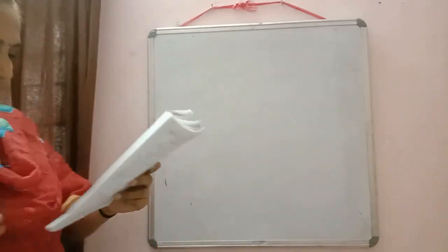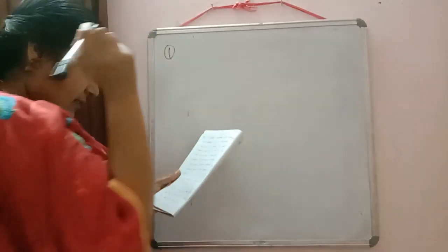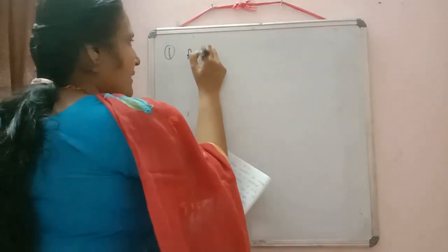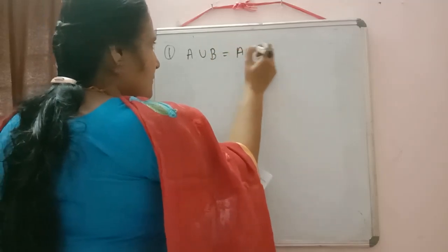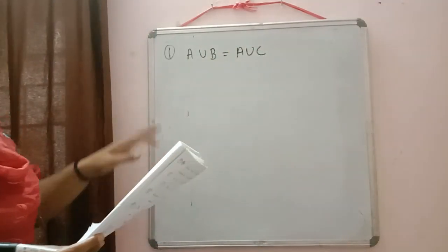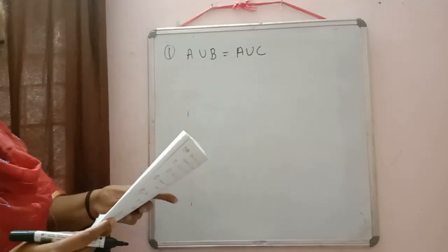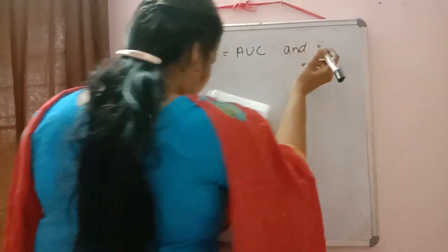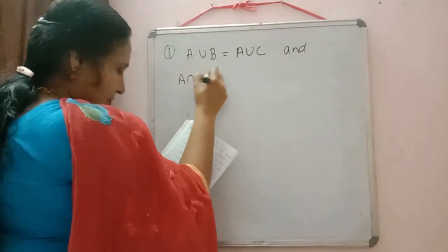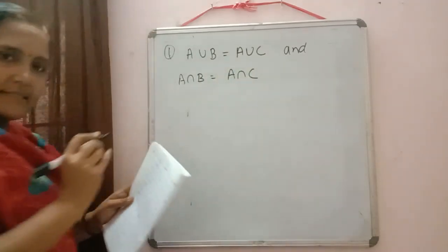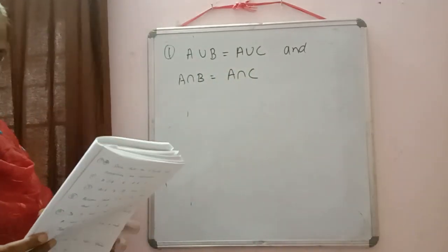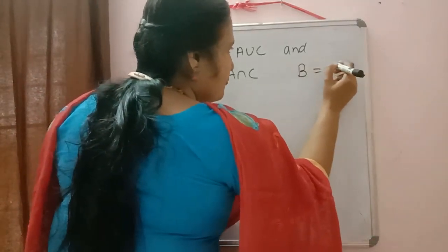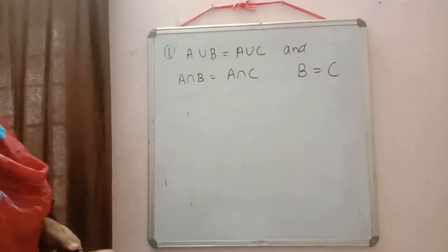Okay, so all of you write down. The next one is, let A, B and C be the sets such that A union B is equal to A union C, and A intersection B is equal to A intersection C. These two informations are available with us. We have to show that B is equal to C. We have to prove set B is equal to set C.